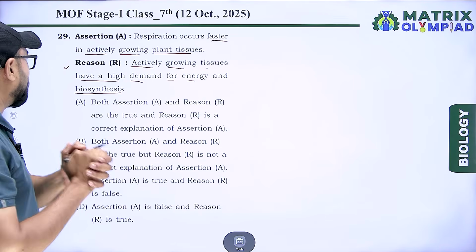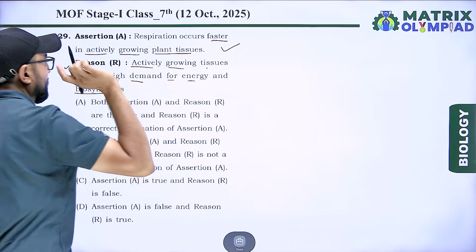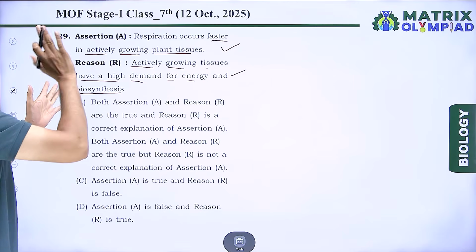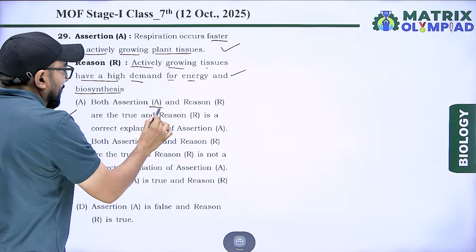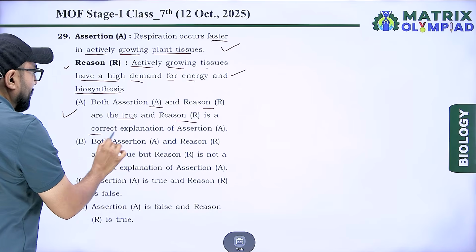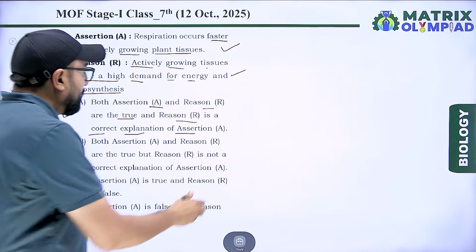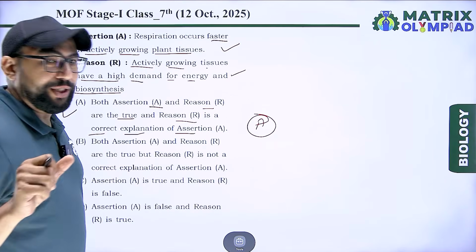So, according to assertion and reason, the assertion is right and the reason explains the assertion statement. Both assertion A and reason R are true, and reason R is the correct explanation of assertion A. So, option A is the right option for this question.